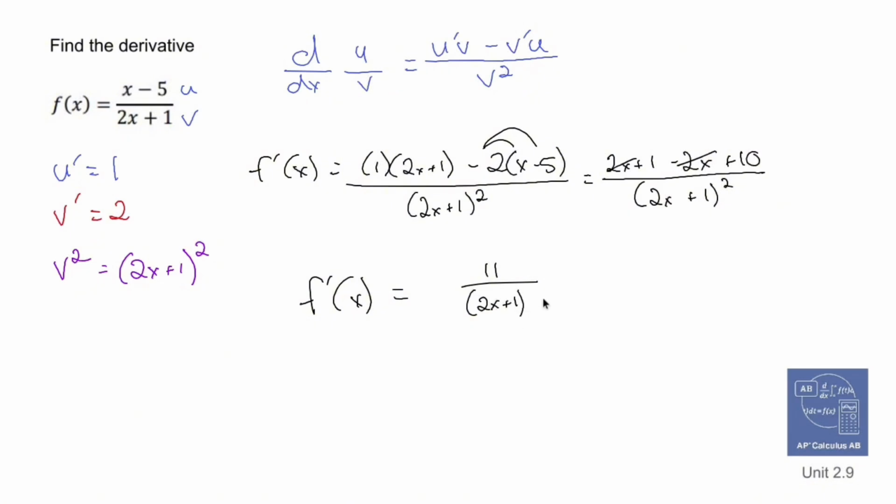If you have a teacher or a professor that says, no, you must FOIL it out, great. 4x squared plus 4x plus 1. Here, yippee. I did it for you. But yeah, that's what you would get. Okay? So quotient rule is very important. You're going to see it a lot. This is how I do it.